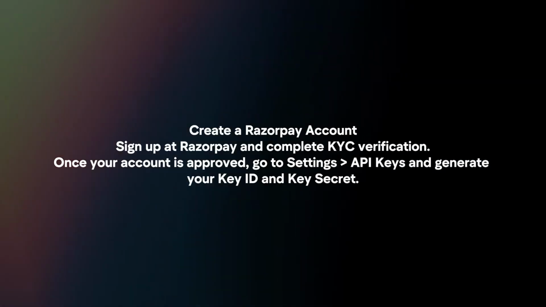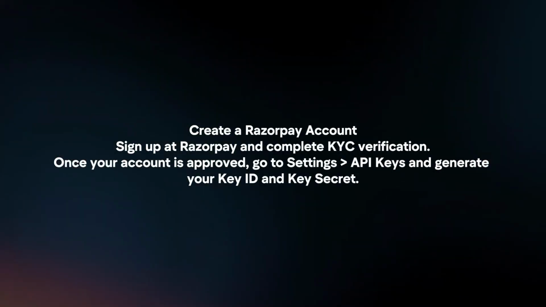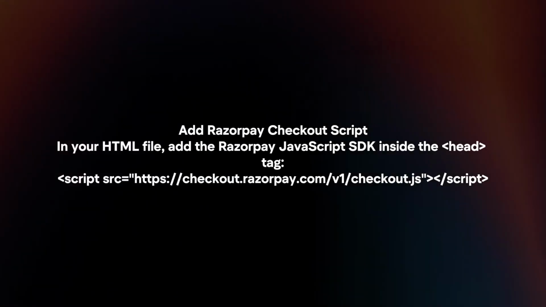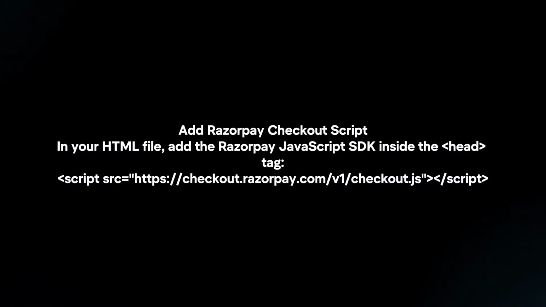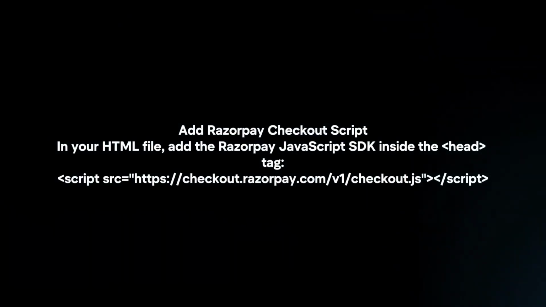Once your account is approved, go to Settings, API Keys, and generate your Key ID and Key Secret. Add Razorpay checkout script. In your HTML file, add the Razorpay JavaScript SDK inside the head tag.